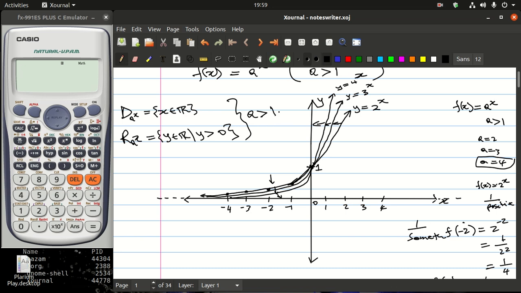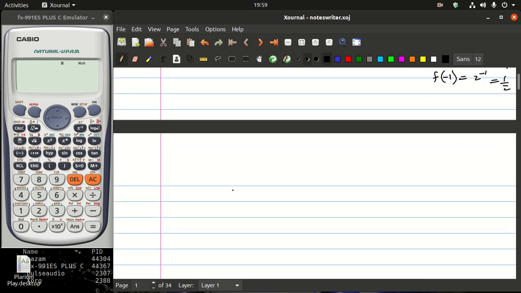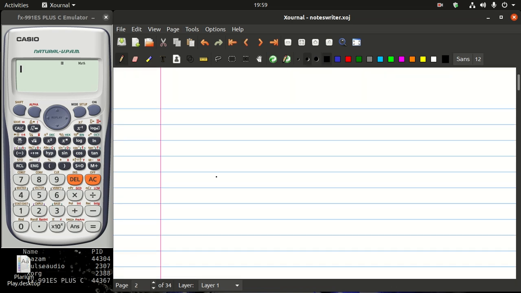Now, we want to see what will happen if we have 0 less than a and a is less than 1. We need to analyze those particular cases. And then, of course, for that, what we normally do is we do the same thing. We're still looking at f of x is equal to a to the power x, but now 0 is less than a and a is less than 1. So what will happen in that particular case?